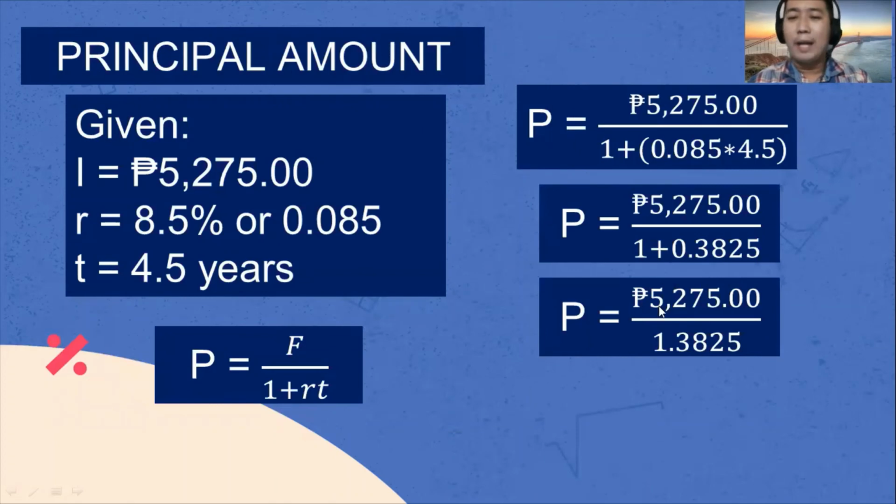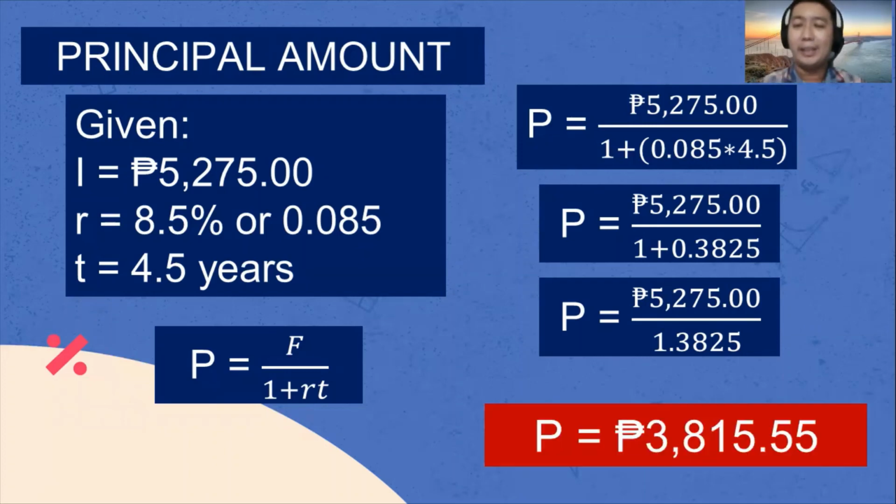We can now divide 5,275 by 1.3825, and the answer is 3,815.55. That could be the principal amount, or that could be the present value of the problem. I hope you were able to follow the processes that we had in order for us to solve for the value of the principal amount.